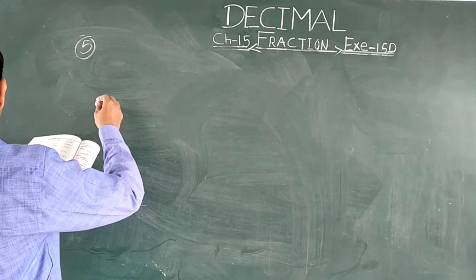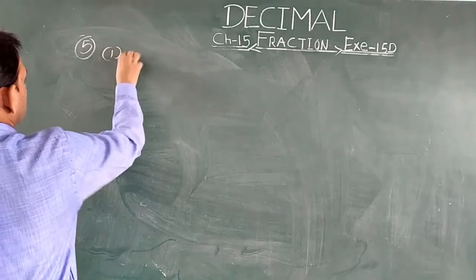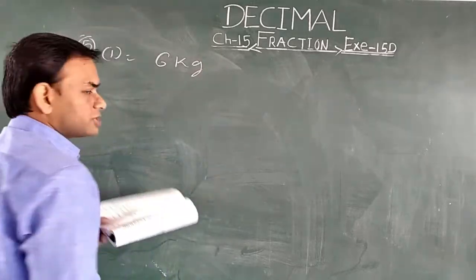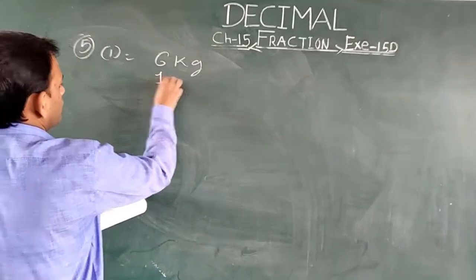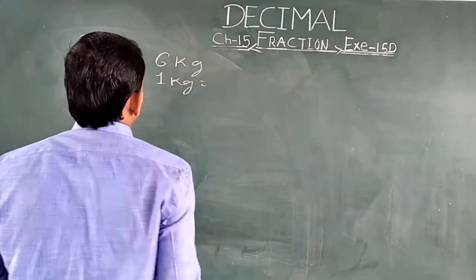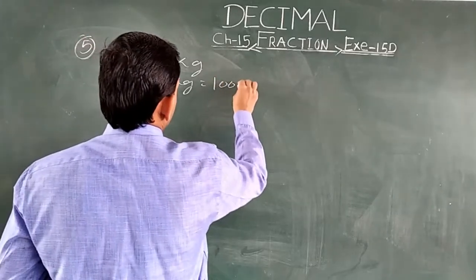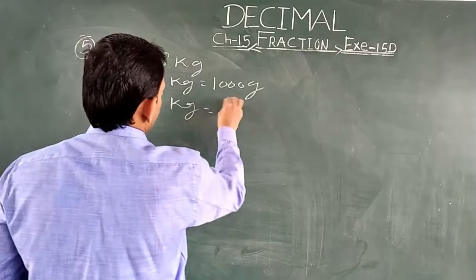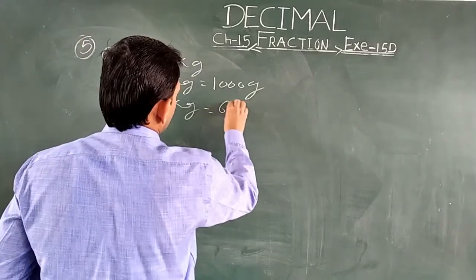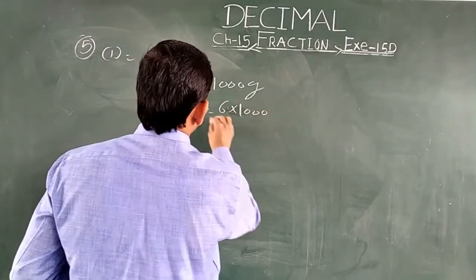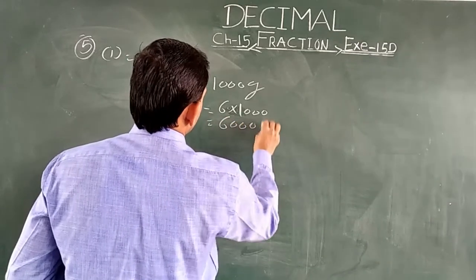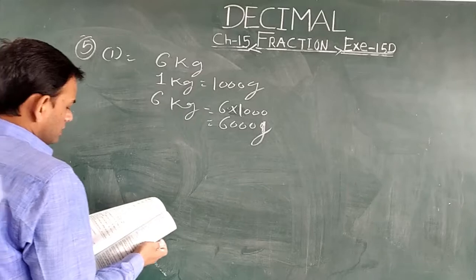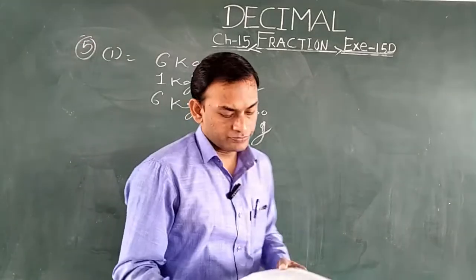The first part I am just going to tell you: 6 kg, you have to change it into gram. So as you know, 1 kg is equal to 1000 gram. So 6 kg will be 6 multiplied by 1000 and it will be 6000 gram. Got it?